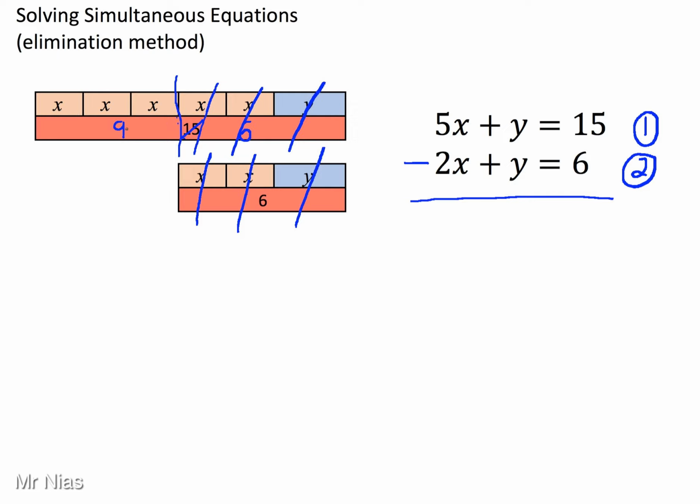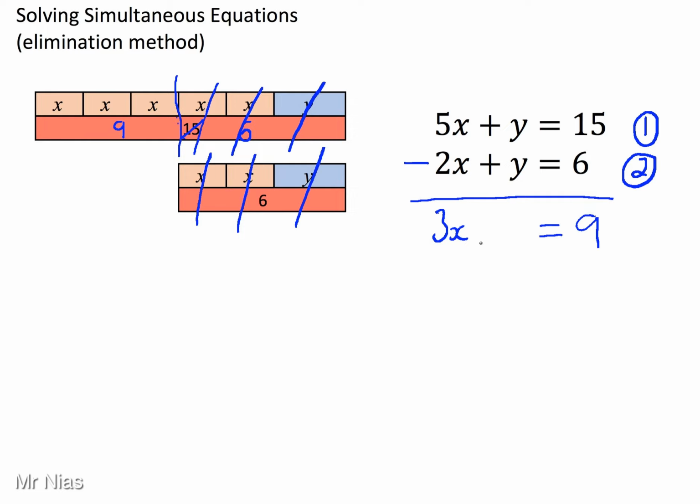Next step then is to look down my flowchart. I've taken one equation away from the other. It says solve this new equation to find the value of one variable. Well, if we've got 3x equals 9, I think we should generally know by now, if I want to find the value of 1x, I need to do the opposite operation, the inverse operation. So I'm going to divide both sides by 3. 3x divided by 3 is just x. And 9 divided by 3 is 3. So x has the value of 3.